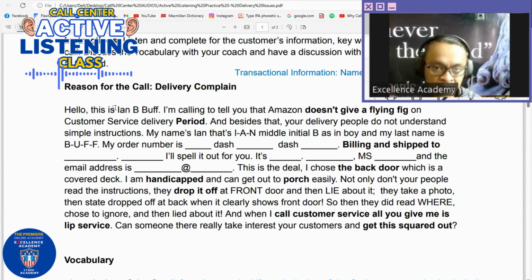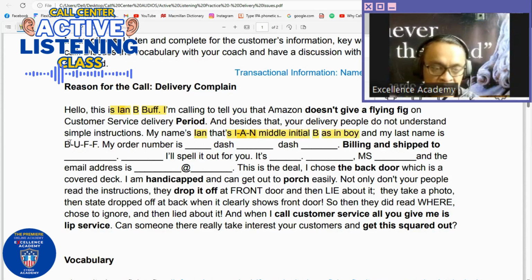So the customer's name is Ian, first name, middle initial B as in Bravo, Buff, last name. Okay. And he says here, my name's Ian, that's I-A-N, middle initial B, middle initial B as in boy. So he gives you the letter.